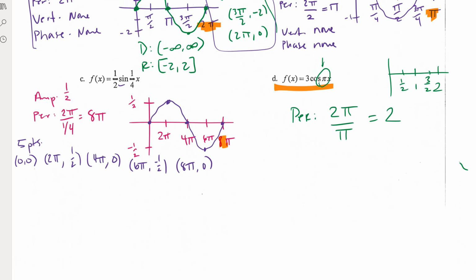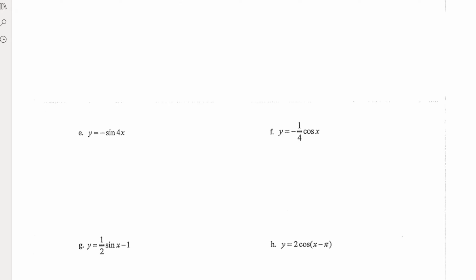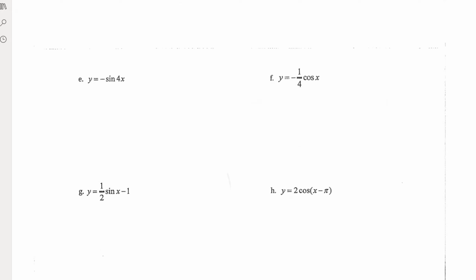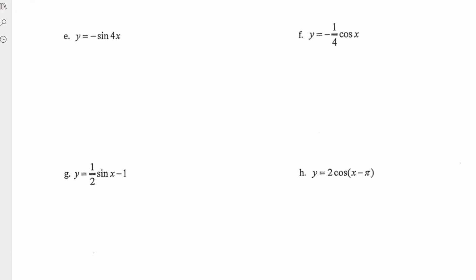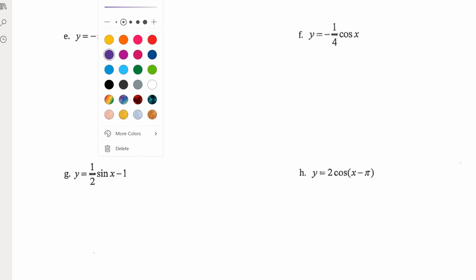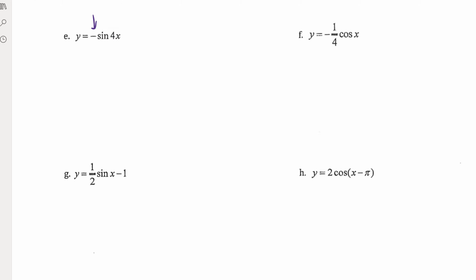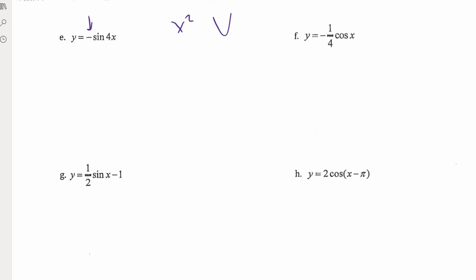Okay? All right, we're going to do just a couple more of these, move to the next page. Problem E is unique because it has a negative. So what does the negative do? Well, think about a parabola. If I gave you x squared, it opens up.